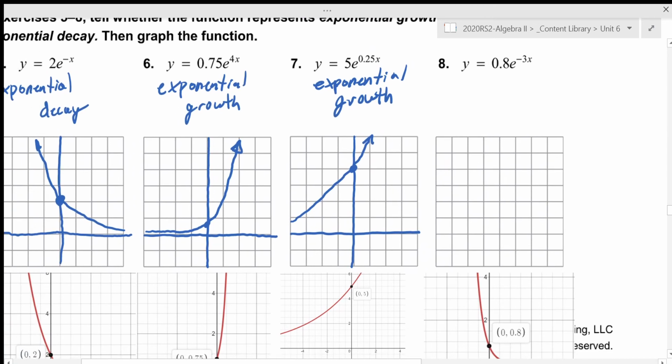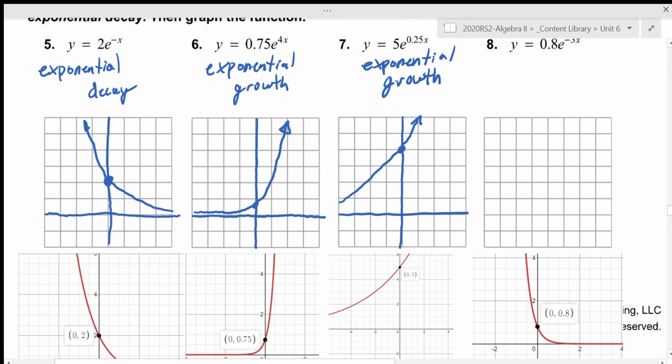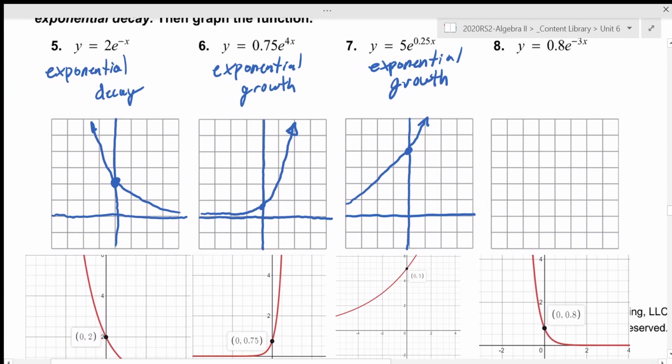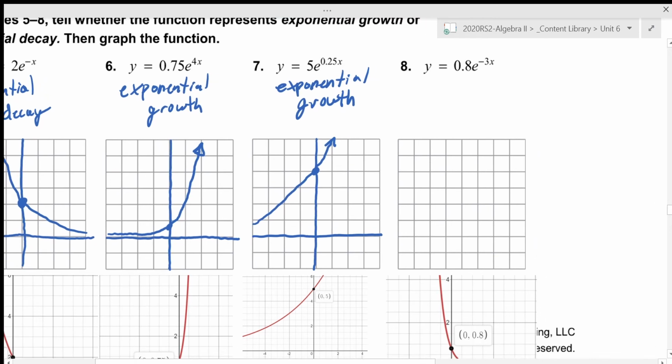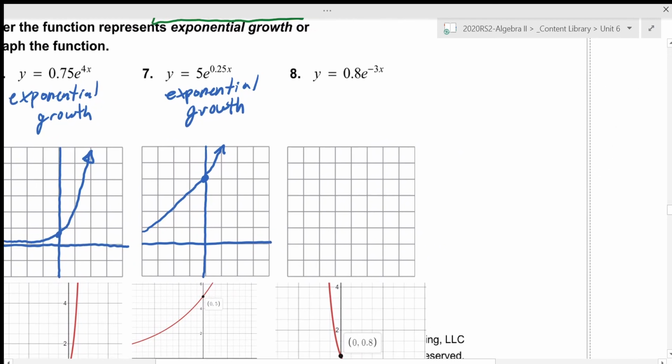And if you're wondering, wait, 0.5, 0.75, 0.2, is it going to be a 0 and then this a value? If you're thinking that, that's absolutely true. It will be 0 and the a value unless we're adding or subtracting something to the function, which we'll see on the next page. All right, last example here, 0.8 e to the negative 3x.